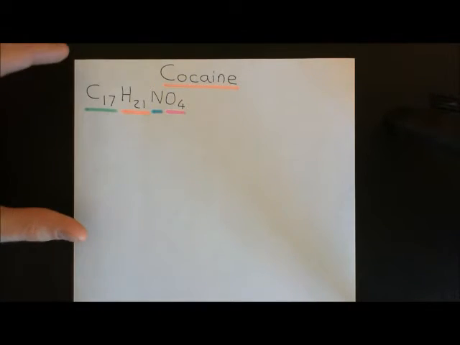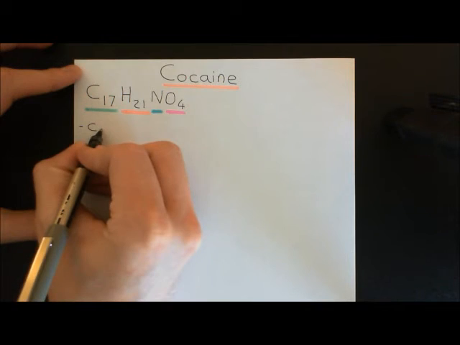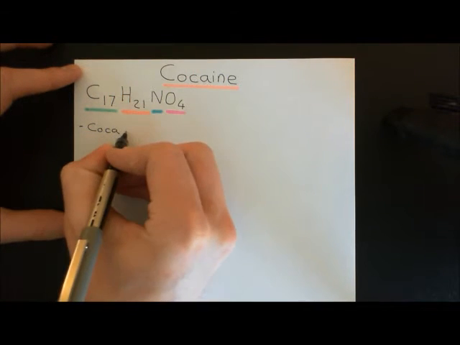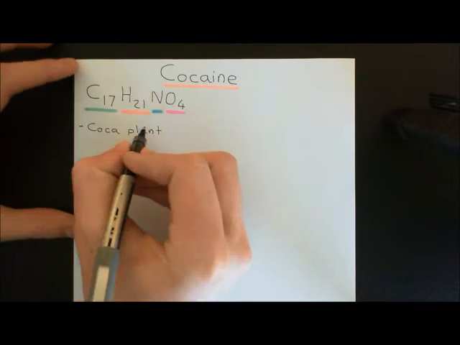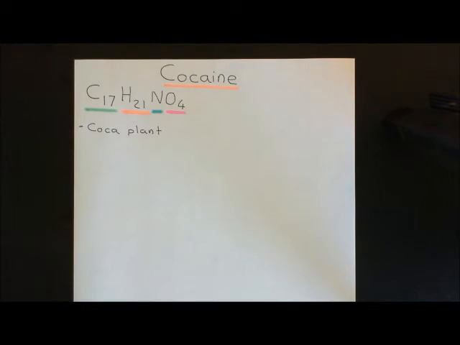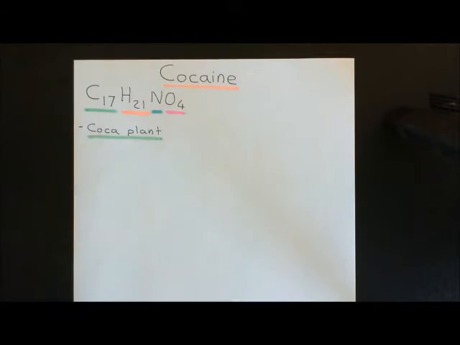Okay, and the specific plant that we get cocaine from is called the coca plant. Okay, and this is a plant which grows in portions of South America. Okay, and the leaves of this plant contain a lot of this molecule cocaine. So what you can do is collect the leaves of the coca plant and then extract the cocaine from those leaves, and that is the main way that cocaine is actually produced.